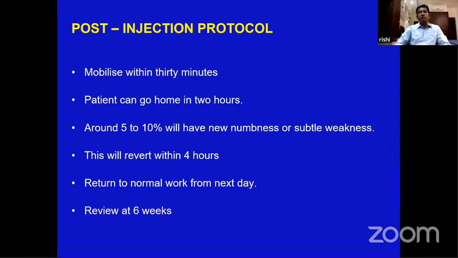We should also make sure that there are some patients who will be hypersensitive to the lignocaine or the bupivacaine which we are injecting around the nerve root. So they can have a new onset numbness or subtle weakness of the nerve root. It happens in about 5 to 10% of the patients. This will usually revert within 4 hours. So if such a patient has some weakness, just keep the patient for 4 hours for the anesthetic effect to wean off, and then you can mobilize the patient and then discharge them. Usually they can return to normal work from the next day, and we usually review them at 6 weeks time.